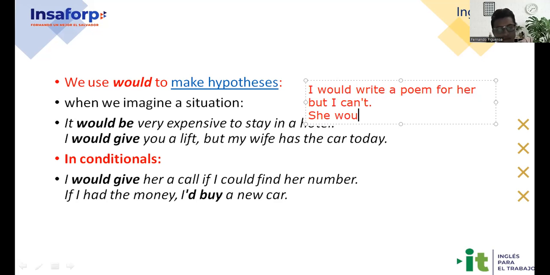Y lo que tienen estos verbos modales es que con tercera persona no hay ningún cambio en los verbos. Siempre va a ser would y después el infinitivo. No vamos agregando nada, nada de agregarle ahí alguna s. Would. She would travel.